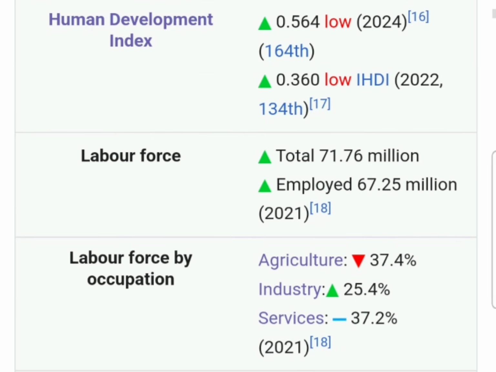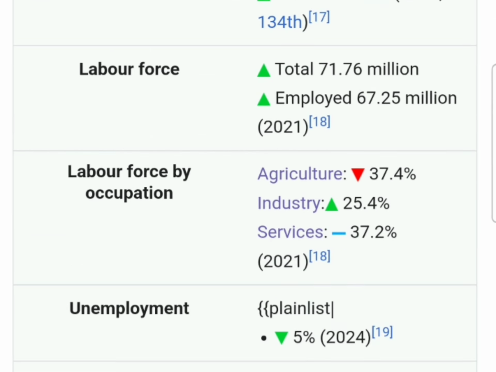Our labor force is consumed in three sectors. The economy has three main sectors. The first is the agriculture sector, which consumes 34% of our labor force. The second one is industry, where we have 25% of our labor force, while the services sector consumes 37% of our labor force. But the issue is in the agriculture sector.